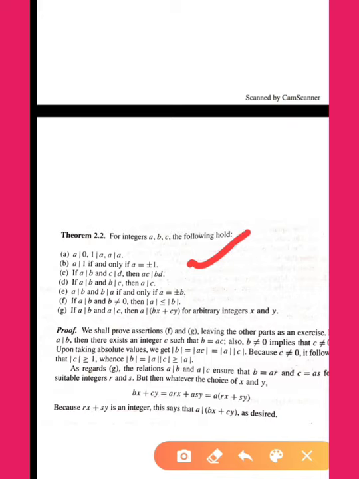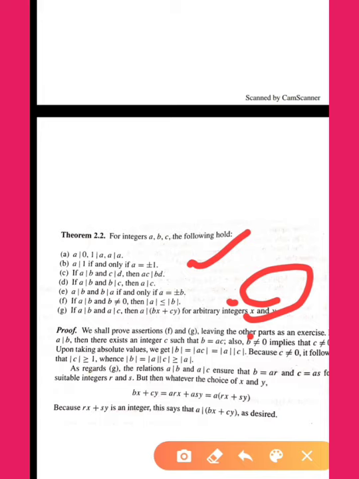Third property: if a is a divisor of b and c is a divisor of d, then ac is a divisor of bd. Fourth property: if a is a divisor of b and b is a divisor of c, then a is a divisor of c. Fifth property: a is a divisor of b and b is a divisor of a if and only if a equals plus or minus b. Sixth: if a is a divisor of b and b is not equal to 0, then mod a is less than or equal to mod b. Last one: if a is a divisor of b and a is a divisor of c, then a is a divisor of bx plus cy for any integers x and y.